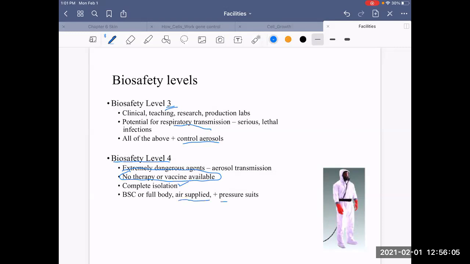You use positive pressure suits. This is the kind of thing that you see on TV and movies, right? Or at Fort Detrick or anywhere where they're working with Ebola. A positive pressure suit means that the pressure is greater inside the suit. So if you happen to get a hole in it, the air is going to go out rather than things going into it. Okay, so that's going to help protect you.